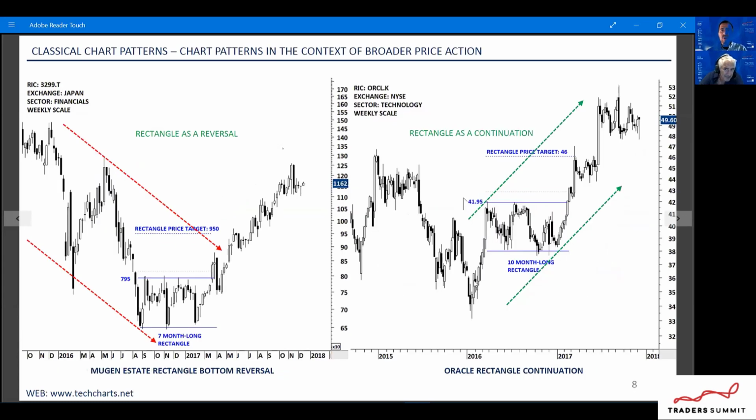Chart patterns in the context of broader price action. Now, what we're saying here is that when you're seeing a chart pattern on a price chart, look where it is forming. Is it after an advance? Is it after a decline? So we saw this rectangle here on the chart on the left-hand side, and we are in a downtrend, and this can actually act like a bearish continuation.